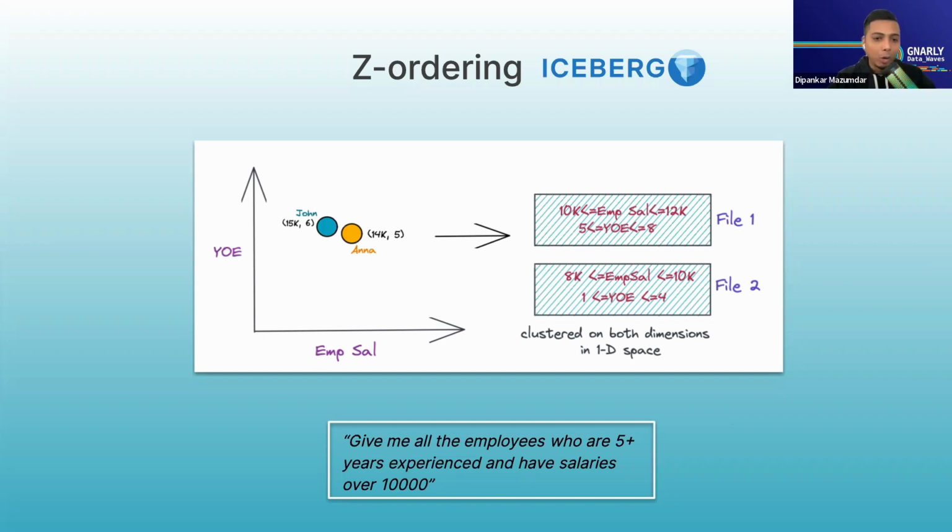Like we talked about the co-locality part, right? Where we have similar data points together, like Anna and John, right? And this allows us to have better min-max pruning and IO compression. And now we can skip and efficiently have better performance for our faster queries.